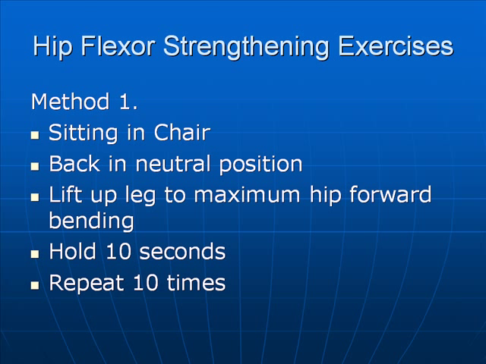So let's have a look at method 1. You'll be sitting in a chair, back in a neutral position, so that you're sitting up straight. You're not slouching, but you're also not hyperextending or overarching the back. Use your hands to lift the leg up to as far as the hip can bend. That way we're making sure that the only muscle that can hold the leg in that position is the iliopsoas, and then let go and try to hold the leg in that position. This is often trickier than you think, and repeat it 10 times. So let's have a look at that one.